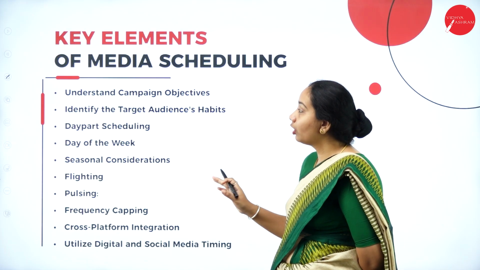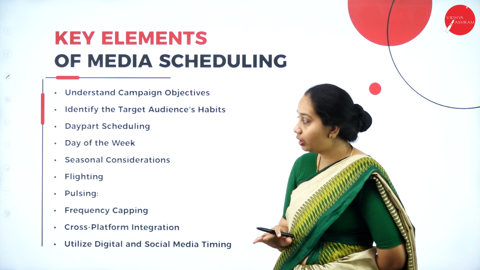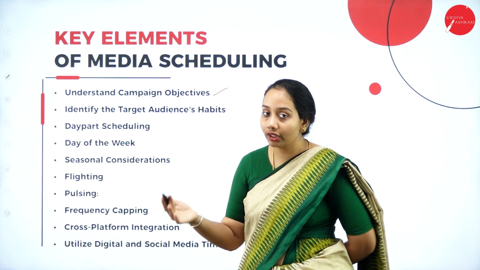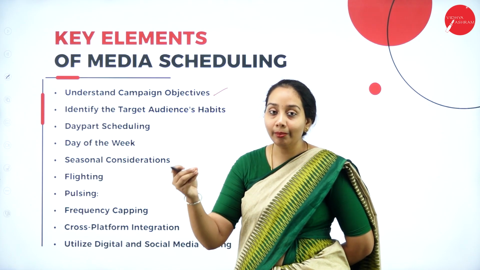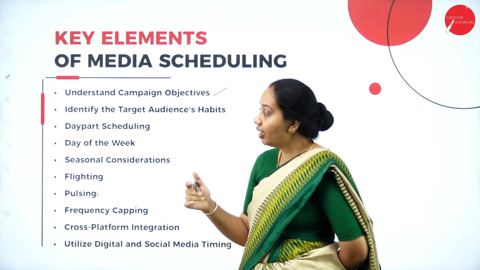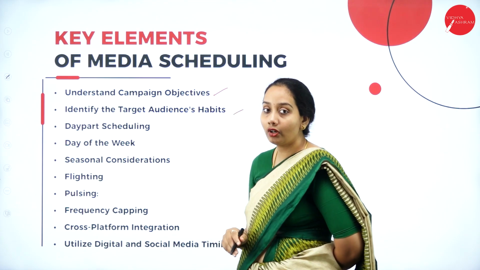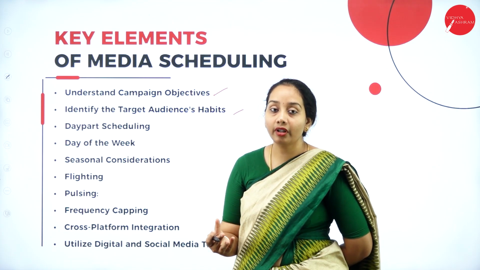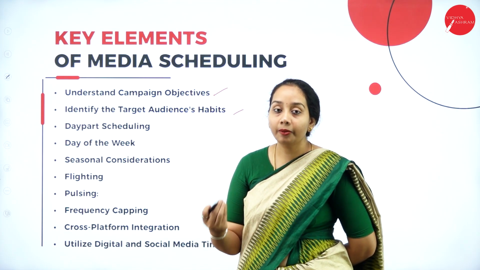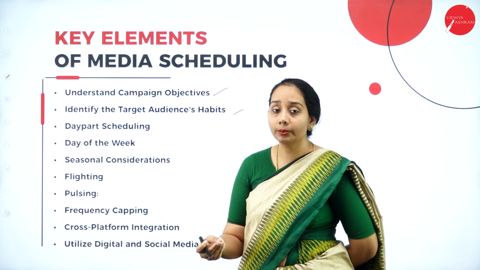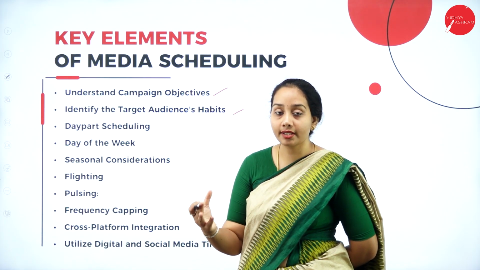So next we are going to talk about the key elements of media scheduling. What are those? Under that, first is objective. That is an important one. The key element is to set a campaign objective. Next is identifying the target audience's habits. As I've told, analyzing the target audience is an important one: their perception, their values, traits, perception about the product or industry, etc.